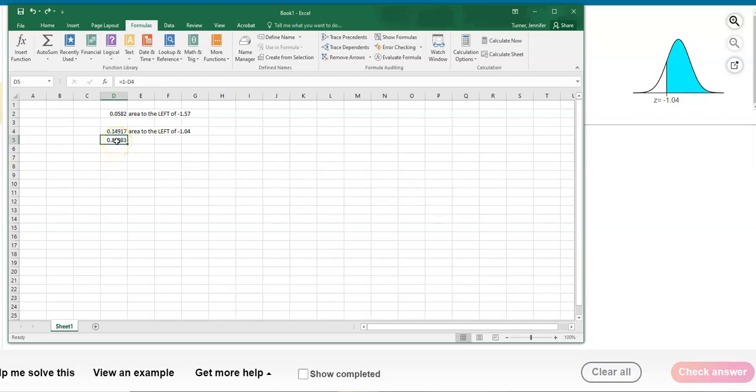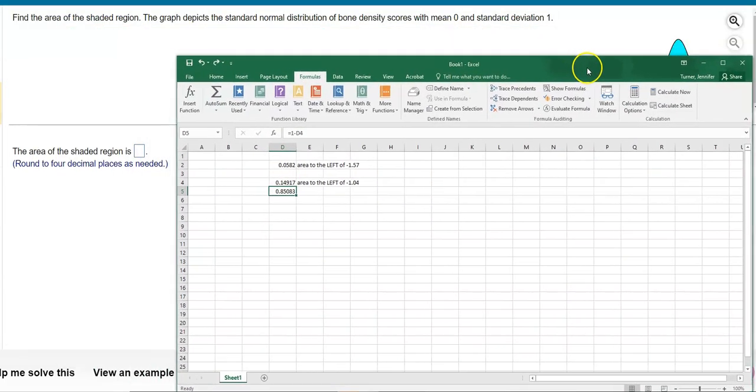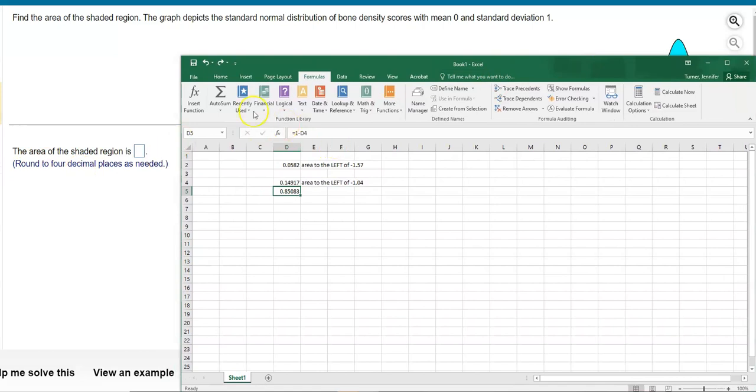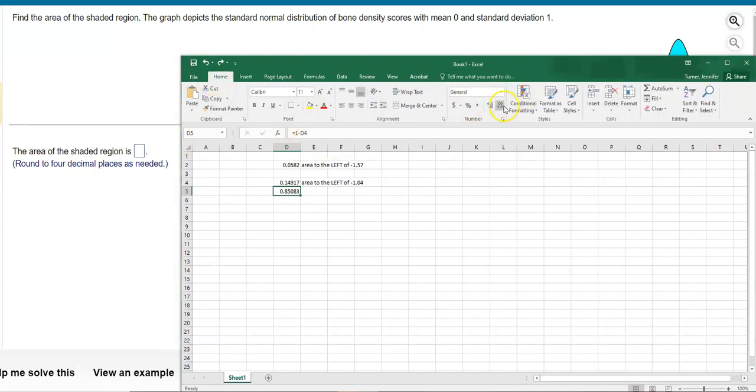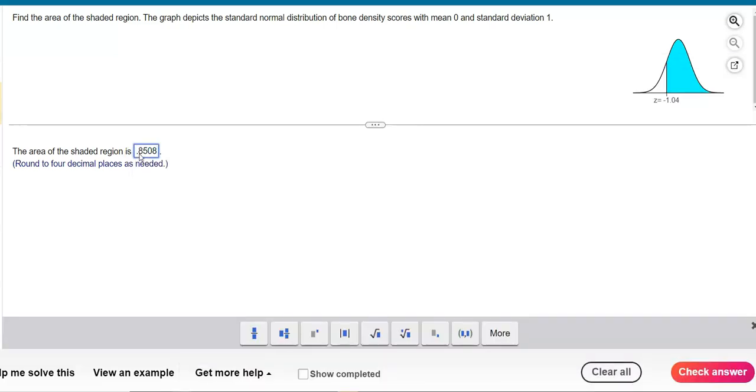So this is the answer to this one. And again, we want, I believe, 4 decimal places. Let's see. 4 decimal places. So we go to the home, and we're going to change this to be only 4 decimal places. So 0.8508 is the area to the right of the negative 1.04, and therefore it is the probability of being greater than negative 1.04.